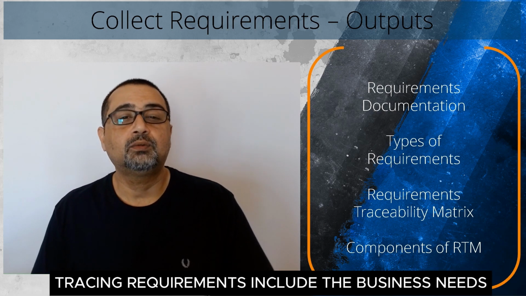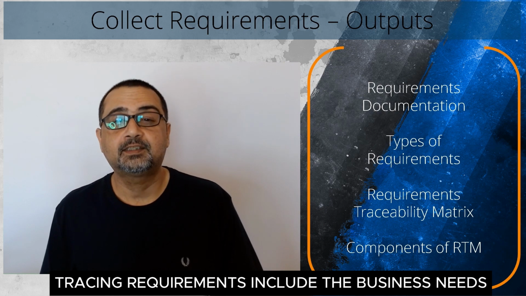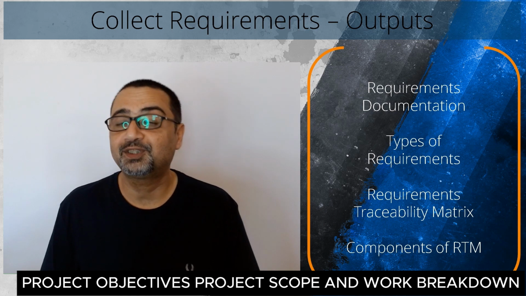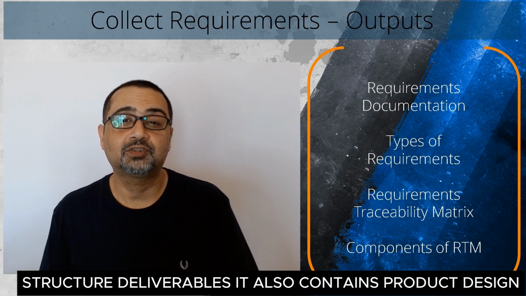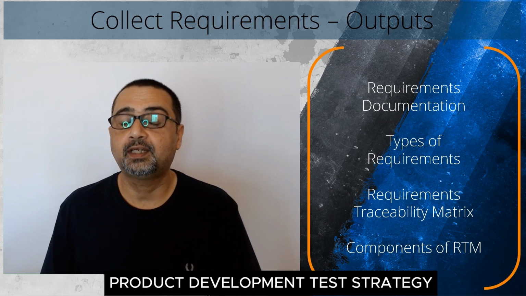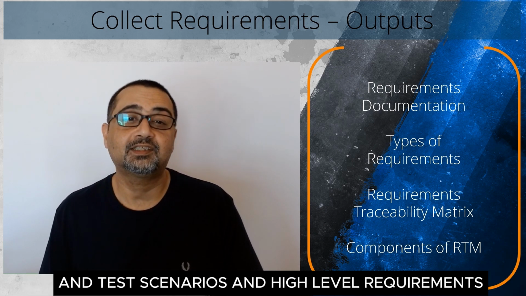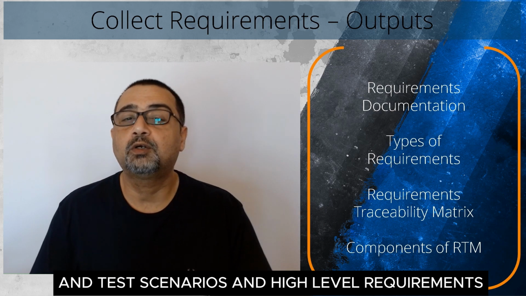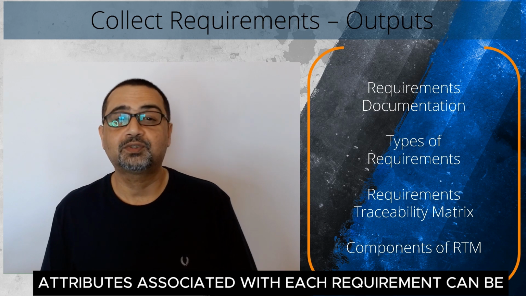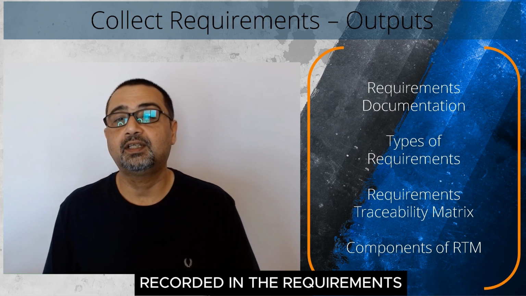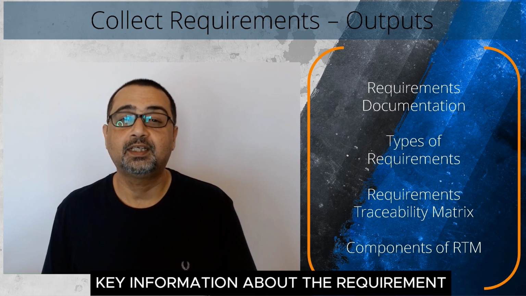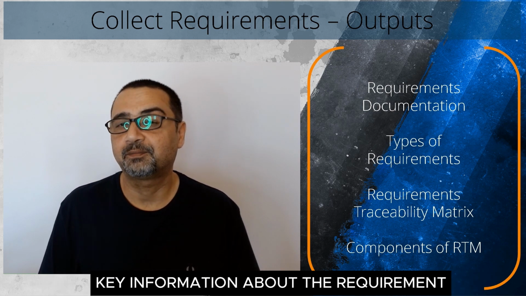Tracing requirements include the business needs, opportunities, goals and objectives, project scope, and work breakdown structure deliverables. It also contains product design, product development, test strategy and test scenarios, and high-level requirements to more detailed requirements. Attributes associated with each requirement can be recorded in the requirements traceability matrix. These attributes help to define key information about the requirement.